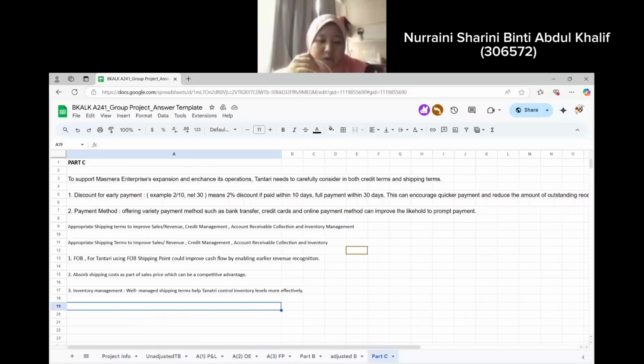And the second point is absorbing shipping costs as part of the sales price, which can be a competitive advantage over other business outlets. And the third point is to focus on inventory management, where managing shipping terms helps Tantari control the inventory levels more effectively. That's all for my part.